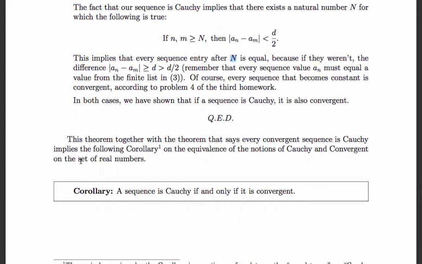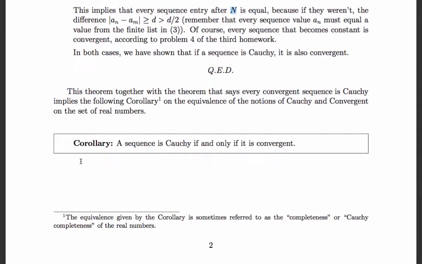Now remember the corollary. A sequence is Cauchy if and only if it is convergent. In other words, Cauchiness implies convergentness, and convergentness implies Cauchiness. They're equivalent, they're one and the same. Now a quick note, this equivalence sometimes is referred to as the completeness or Cauchy completeness of the real numbers.